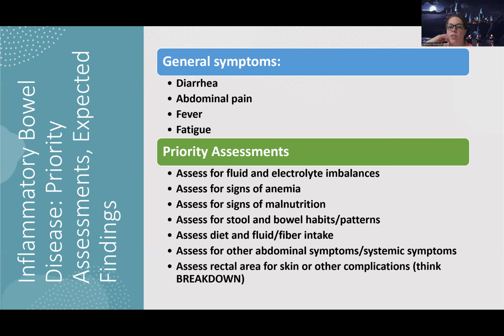We also, of course, want to assess their stool or bowel habits pattern. How often are they going to the bathroom? What's the consistency? Is there any blood in it? That kind of stuff. And then want to assess their diet, fluid and fiber intake, and as a whole, see if they have any other symptoms going on. Are they having any of those general or systemic symptoms that we talked about? And then because they're having frequent diarrhea, we also want to assess the rectal area for skin breakdown or any other complications around the rectum.